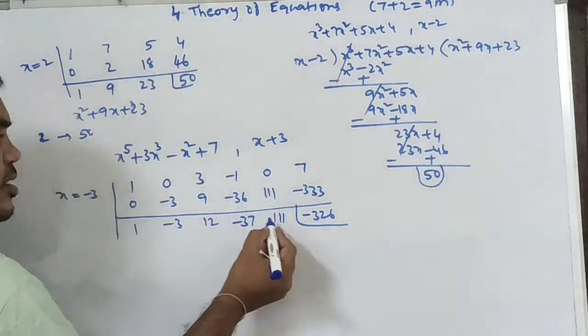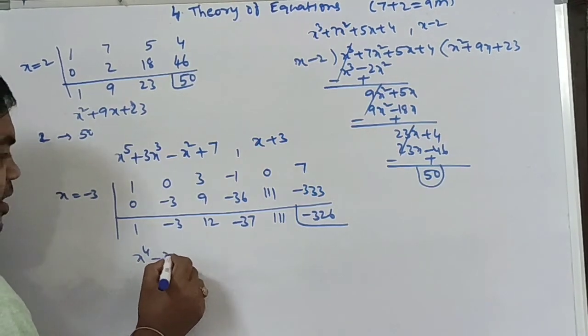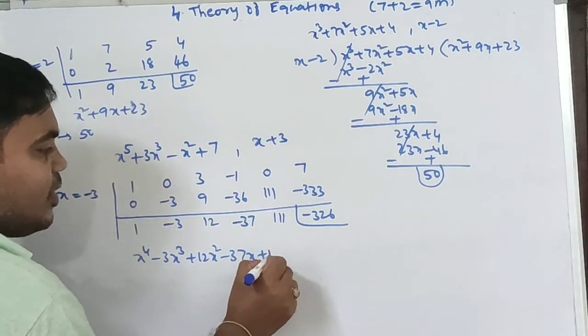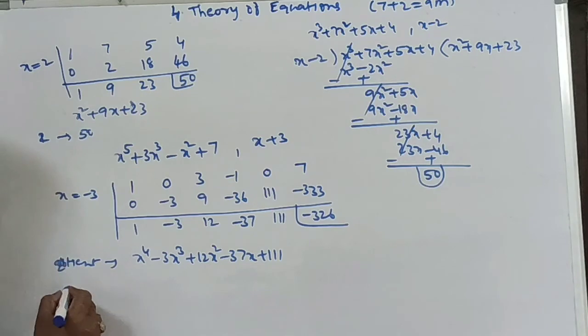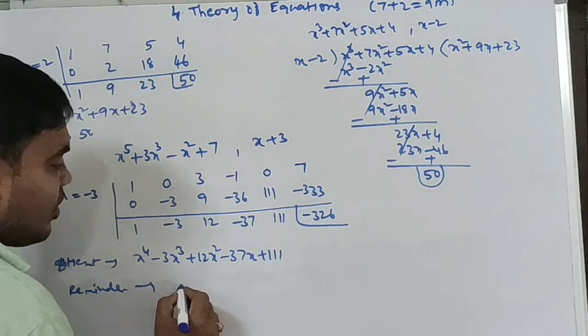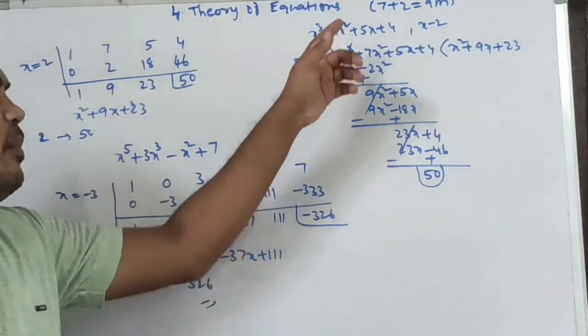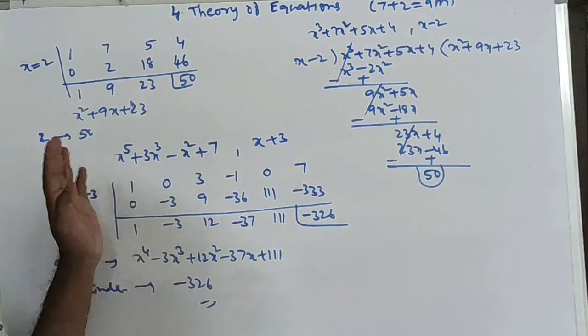So, constant, x square, x cube, x power 4. x power 4 minus 3x cube plus 12x square minus 37x plus 111 is the quotient, and the remainder is minus 326. So this is by Horner's method. If you divide by actual division, you also get the same quotient and the same remainder. So this is Horner's method.